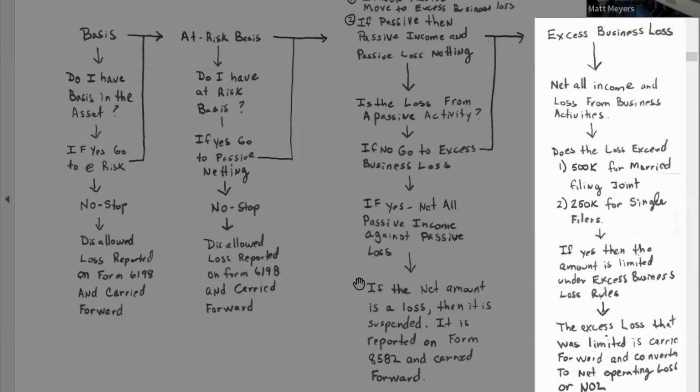Excess business loss: you have to net all income and loss from business activities. Does the loss exceed 500K for married filing joint, 250K for single filers?